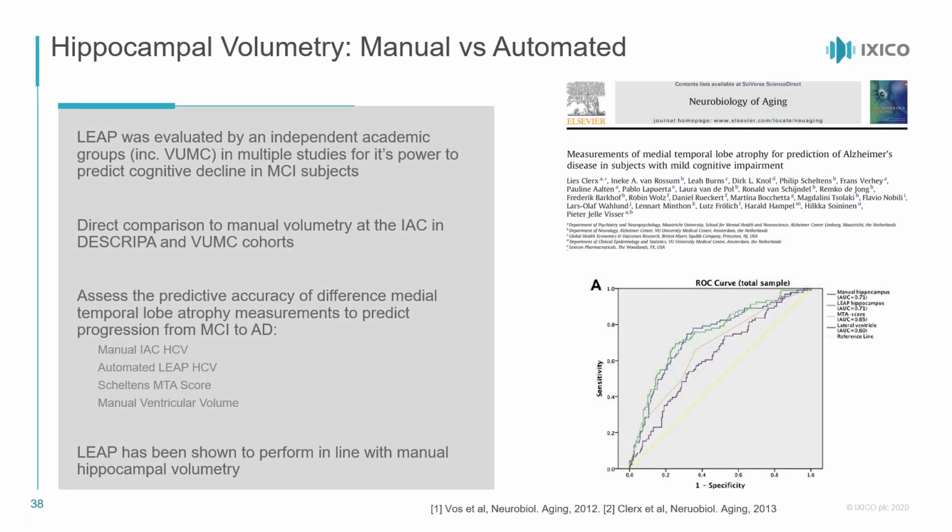In addition to direct comparison of volumes, we also validated LEAP in terms of accuracy in predicting 2-year conversion from MCI to AD diagnosis using an empirically derived threshold. Also considered were the MTA scores and lateral ventricle volumes as predictors for conversions. And hippocampal volume was found to be one of the most sensitive predictors of conversion, with the LEAP approach providing comparable accuracy for prediction of conversion within 2 years to manual segmentations. And details of that can be found in the paper referenced there.